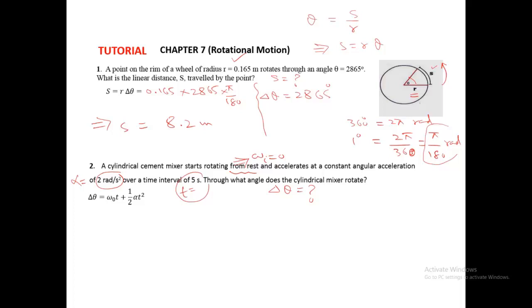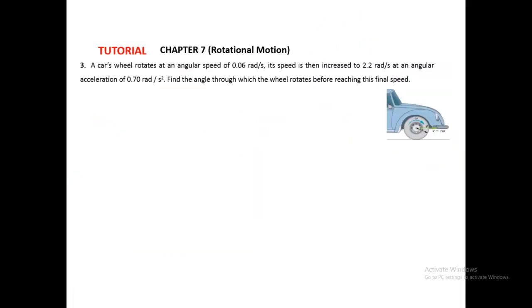So we have this equation, and since in starting angular speed omega I is 0, so half alpha 2, t 5 square. So delta theta you would get 25 radian. That's it. Okay, now question number 3.